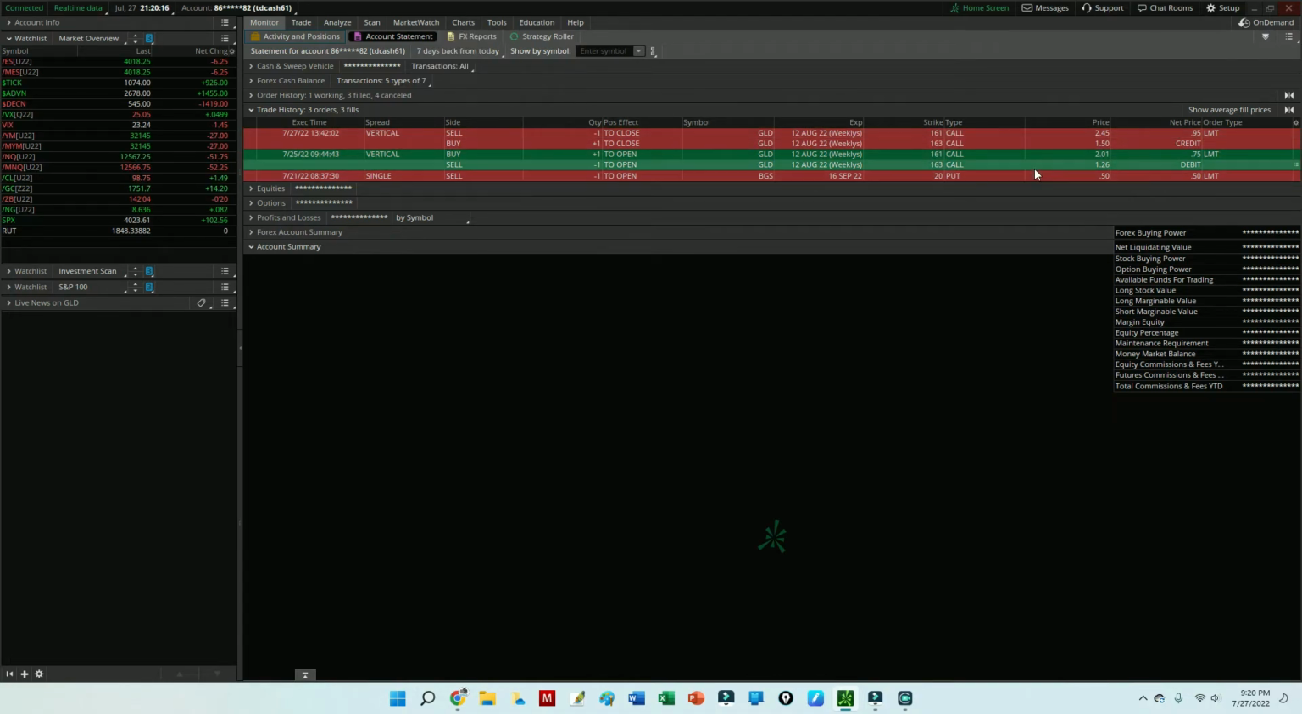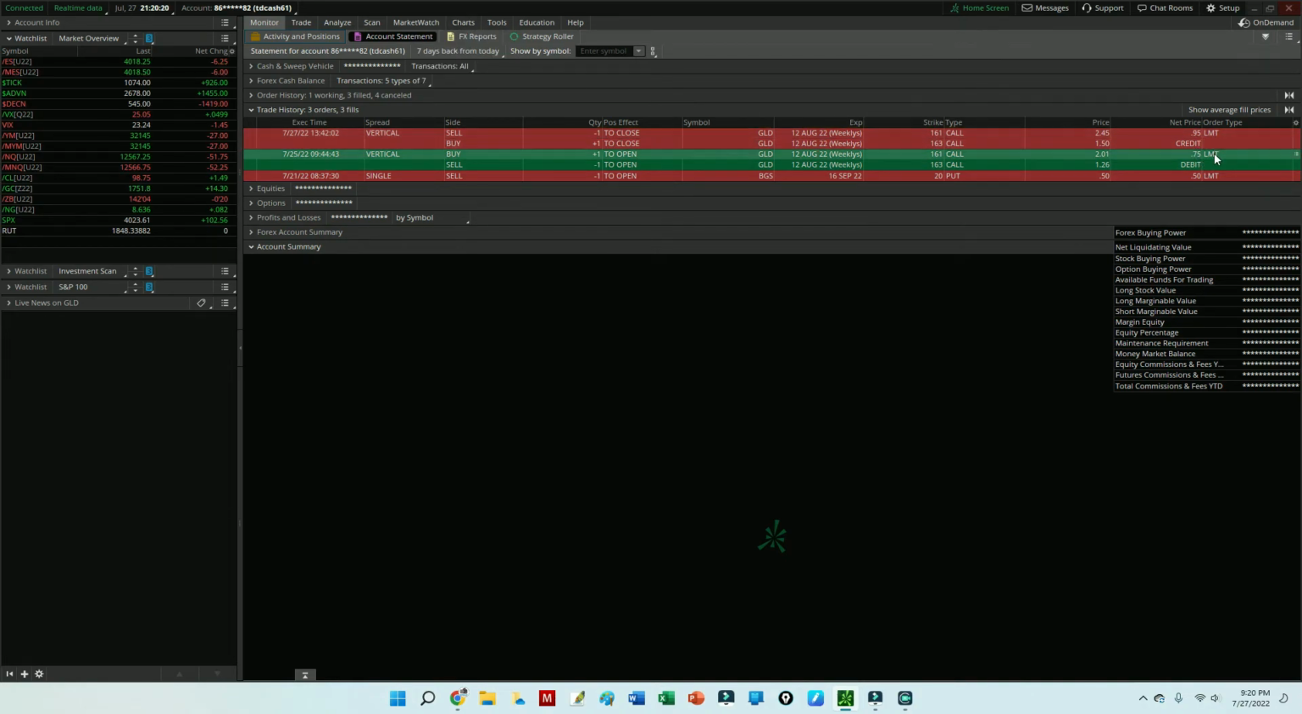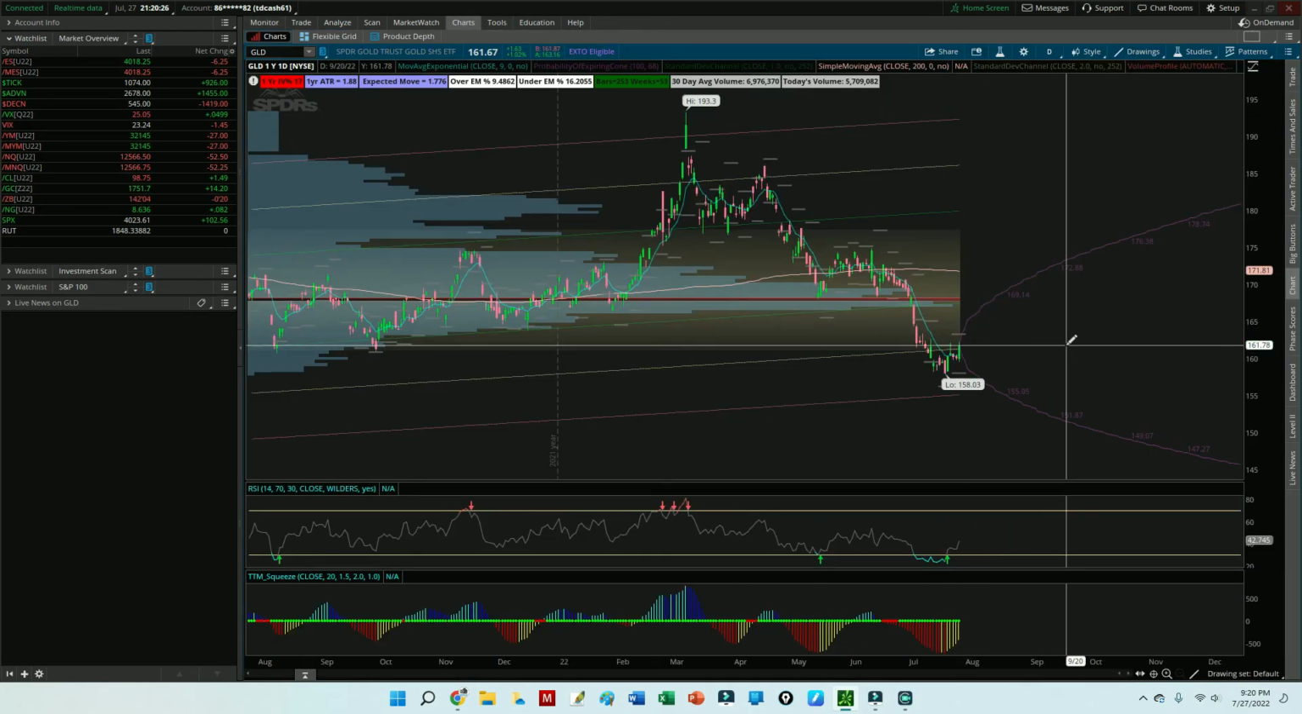Not a lot of money, but it was nice to get the pop that we were expecting, and so I just wanted to show that so you know that they are trades that I'm taking, and that you can see that this one actually worked out in our favor. If you have any questions, you can ask me in the comments, but I just wanted to make this quick recap so you guys could see how it played out.